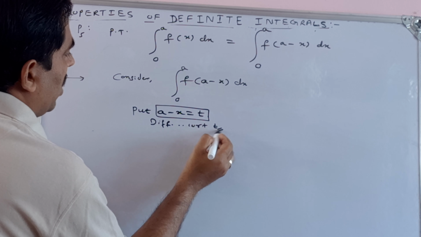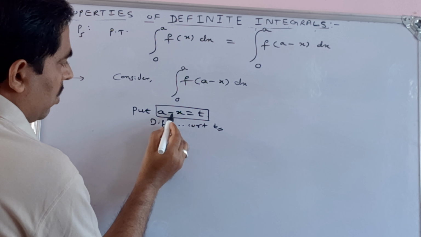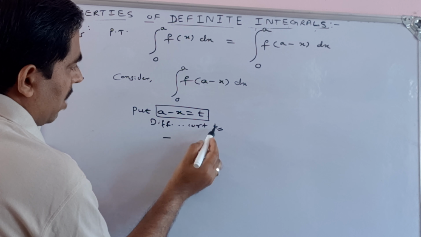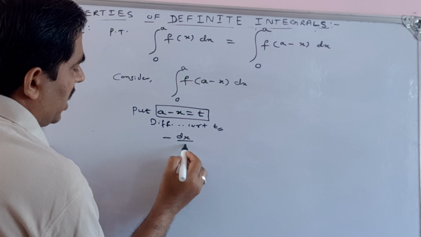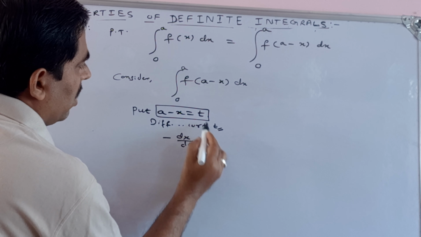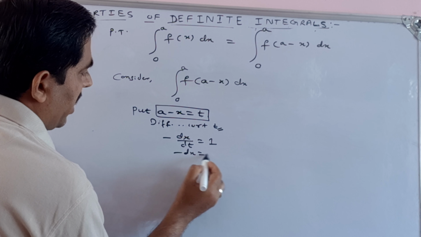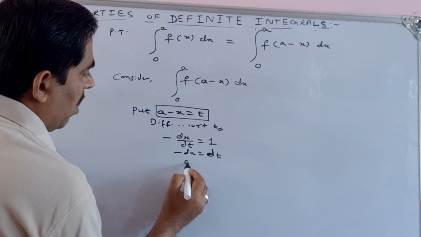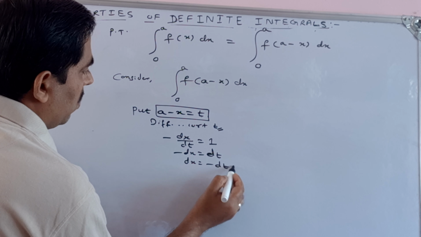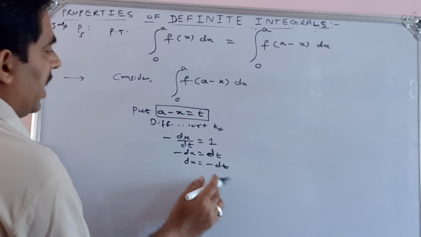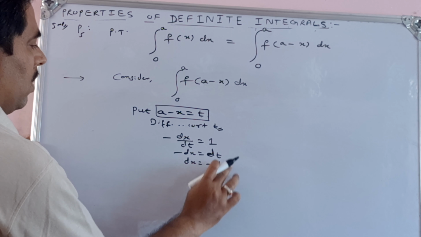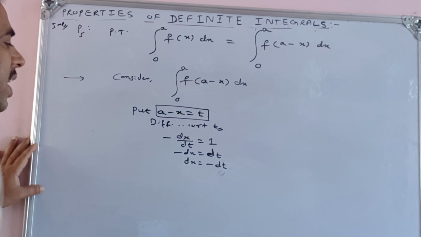Differentiate with respect to t. Then the derivative of a is 0, then minus is there. So the differentiation of x with respect to t, that is dx by dt, we can write it directly. Then the derivative of t with respect to t is 1. Then we can cross multiply, minus dx is equal to dt, or dx is equal to minus dt. dx is equal to minus dt.